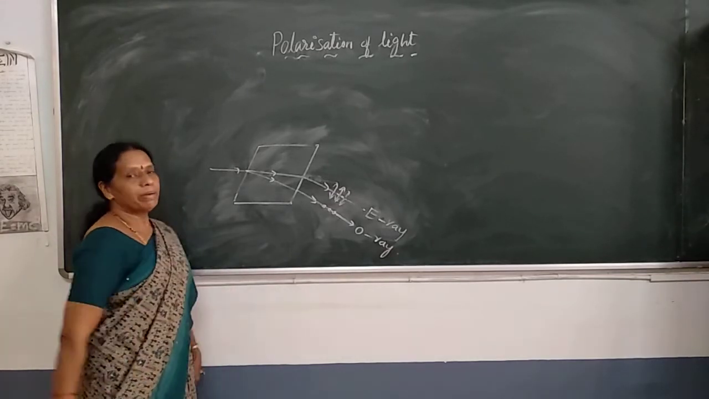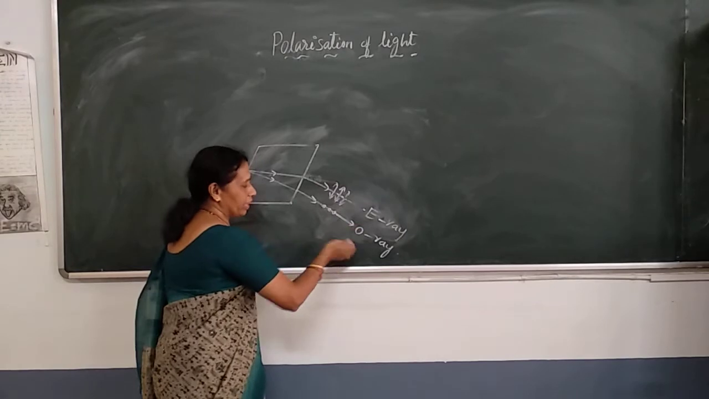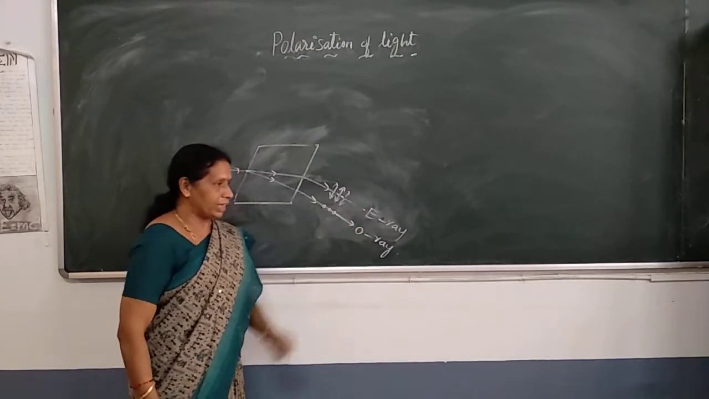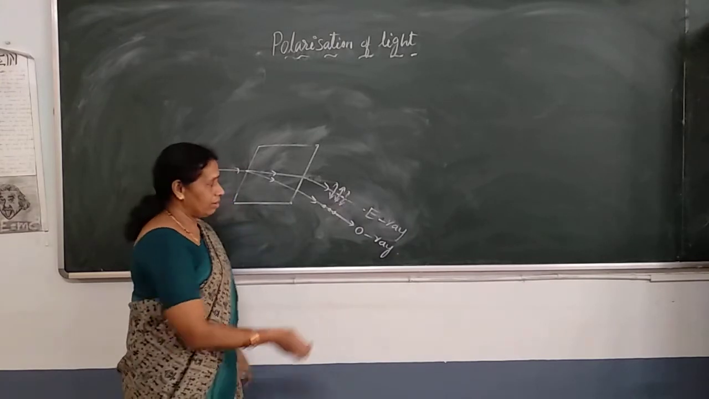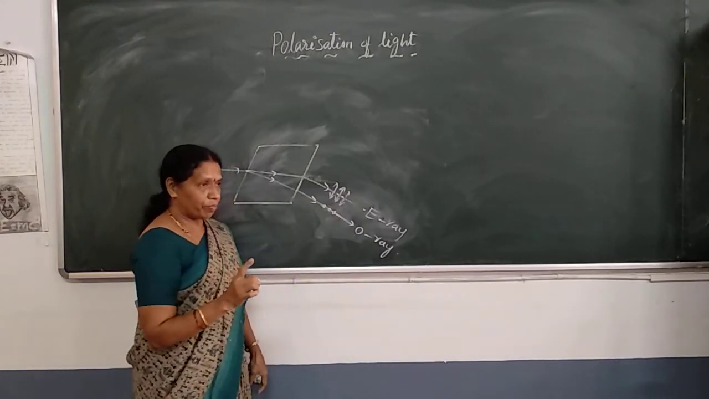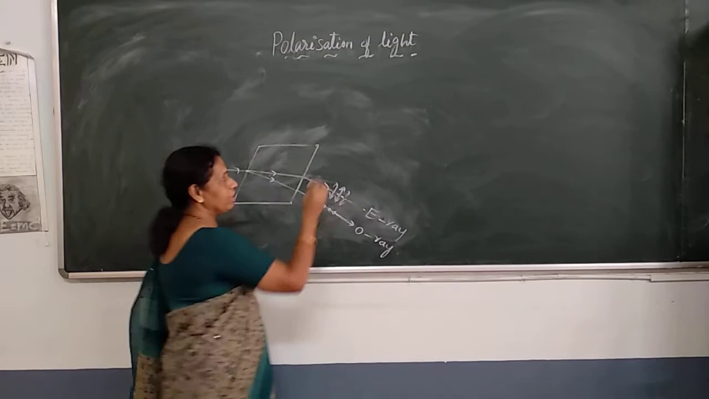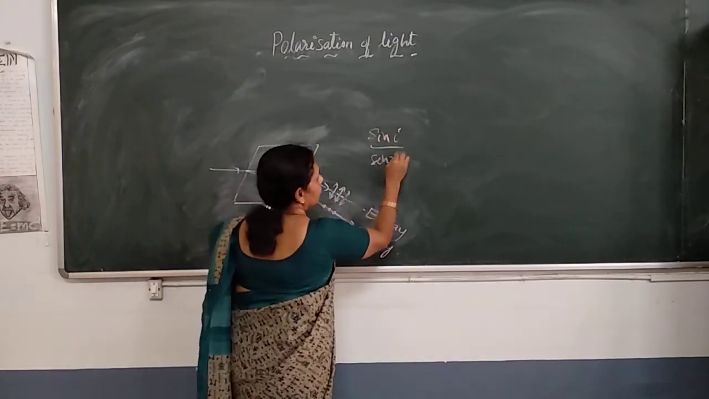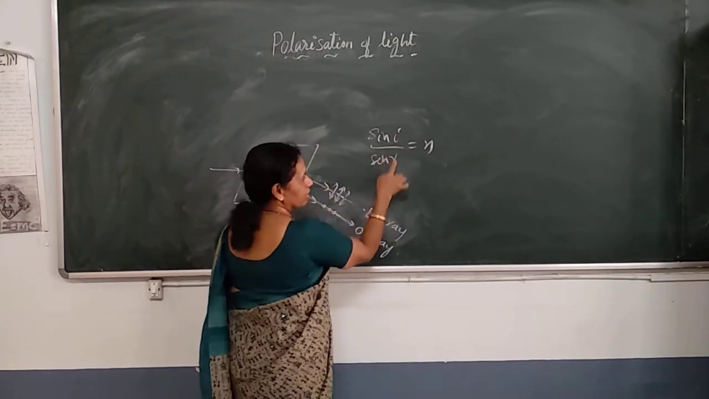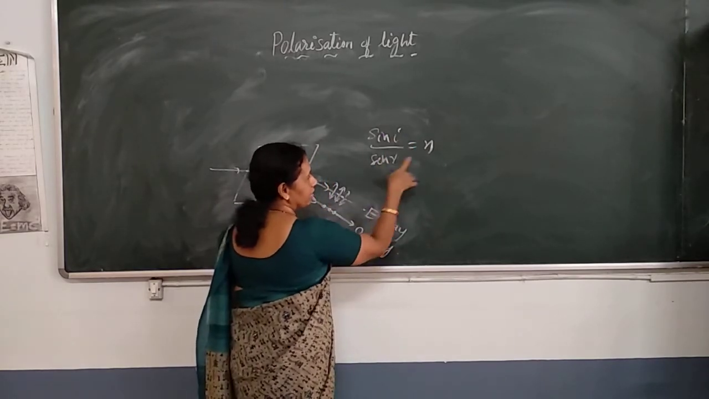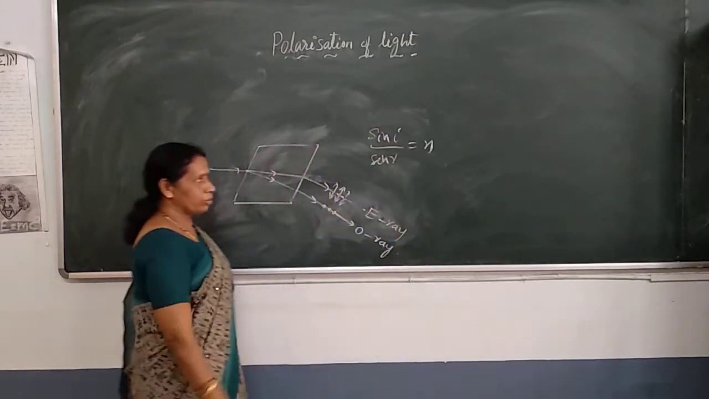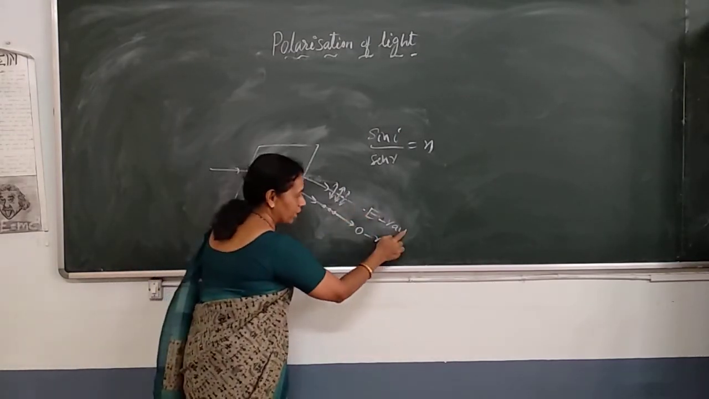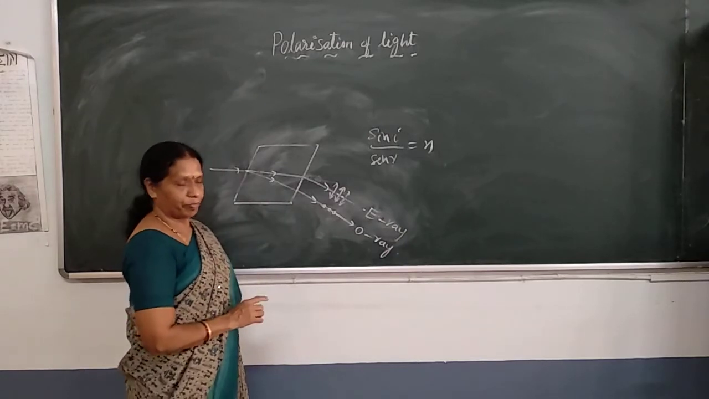This is double refraction. And what about these two rays? They differ in some properties. The ordinary ray obeys Snell's law. What is Snell's law? Sin i by sin r is equal to n, where i is the angle of incidence and r is the angle of refraction. Sin i by sin r is a constant, the refractive index of the medium. The ordinary ray obeys Snell's law, whereas the extraordinary ray does not obey Snell's law.